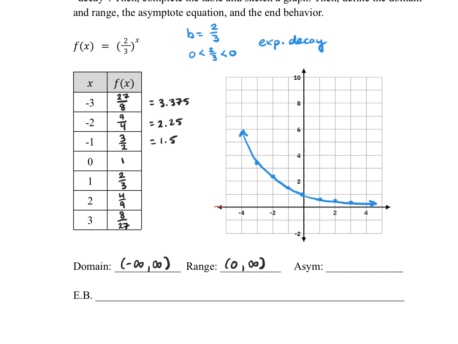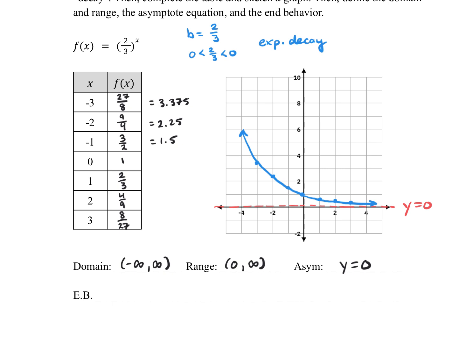And you could see that our graph is getting really, really close to the x-axis, which is the equation y equals 0. So anytime you're making a horizontal line equation, it's going to be y equals some constant. So when I ask for the asymptote, it should be an equation.